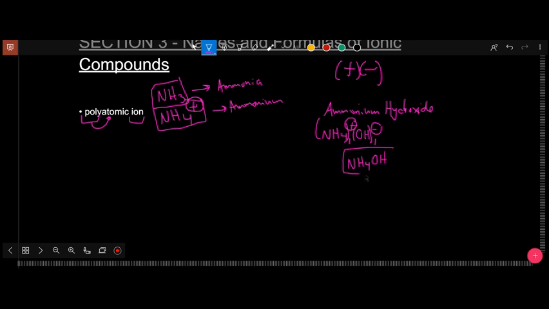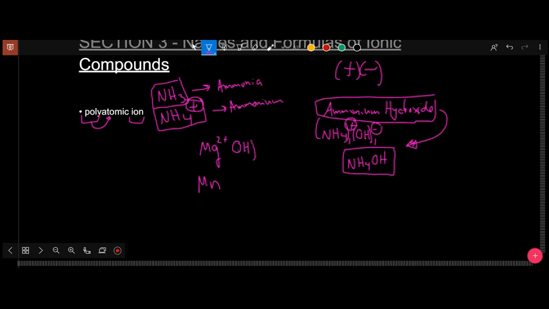Now, that would be your final name, chemical formula for the ammonium hydroxide. Okay, but now let's say that hydroxide were to have bonded with something like magnesium. So magnesium, not to be confused with manganese. Remember, manganese, magnesium. Magnesium has a 2+ oxidation state or charge. And if we were to pair him up with hydroxide, remember that has a 1-.